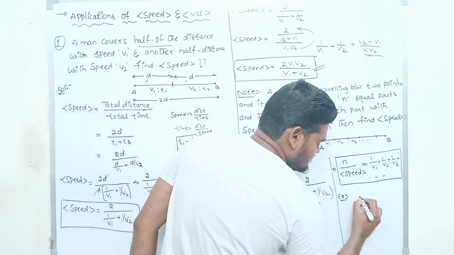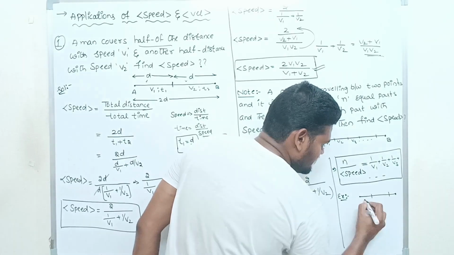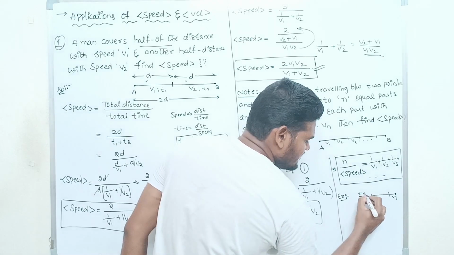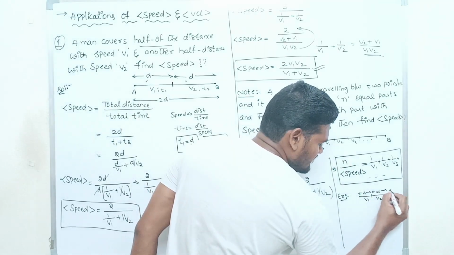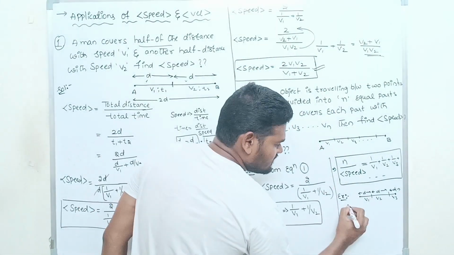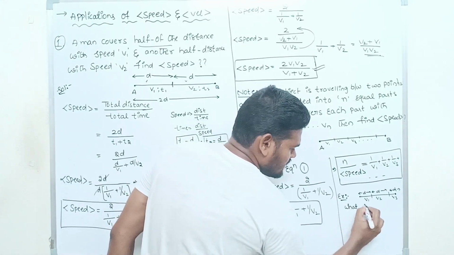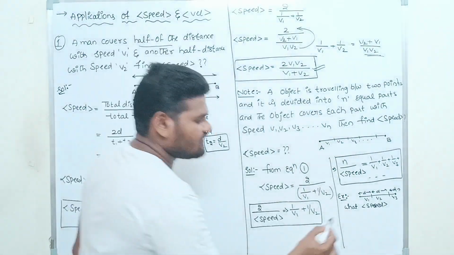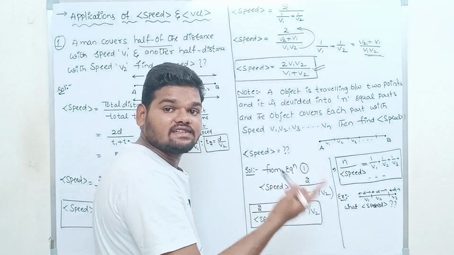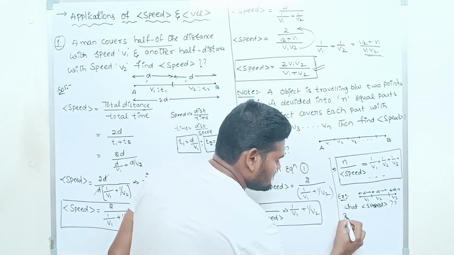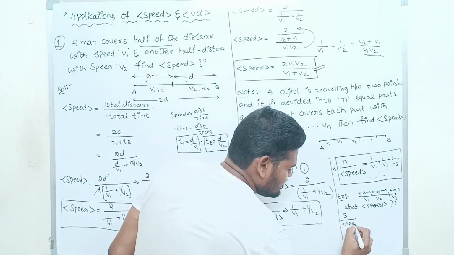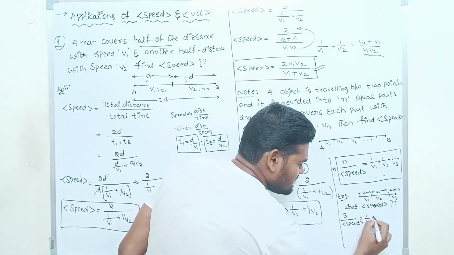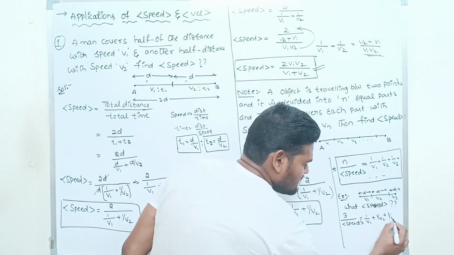A man covers three equal distances with speeds v1, v2, v3. How many equal distances? 3: d, d and d. And they are asking us to find the average speed. Then how can we find it? Simply, how many equal distances are there? 3 equal distances. So 3 by average speed is equal to, how many velocities are there? v1, v2, v3. 1 by v1 plus 1 by v2 plus 1 by v3.